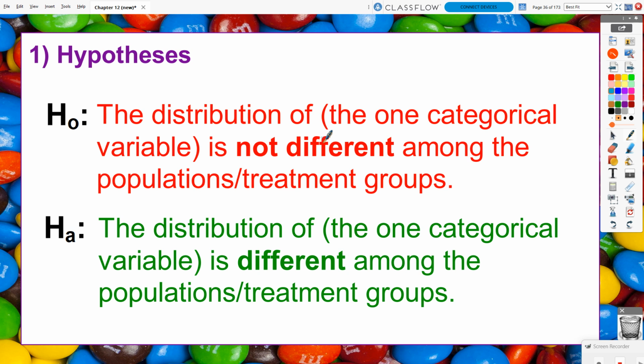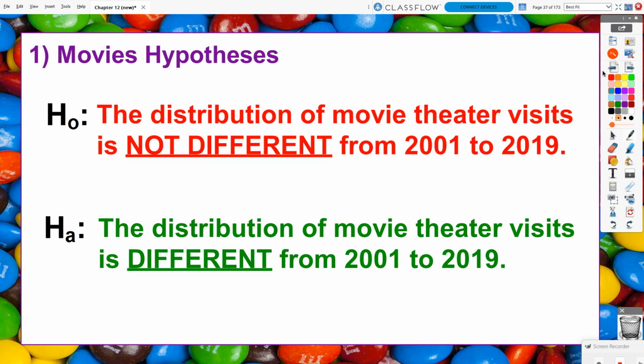So what does this look like exactly for our movie attendance problem? Well, the null hypothesis would be that the distribution of our one categorical variable, the movie theater visits, is not different between our populations, 2001 and 2019. Versus alternatively, we would say the distribution of movie theater visits is different between 2001 and 2019.